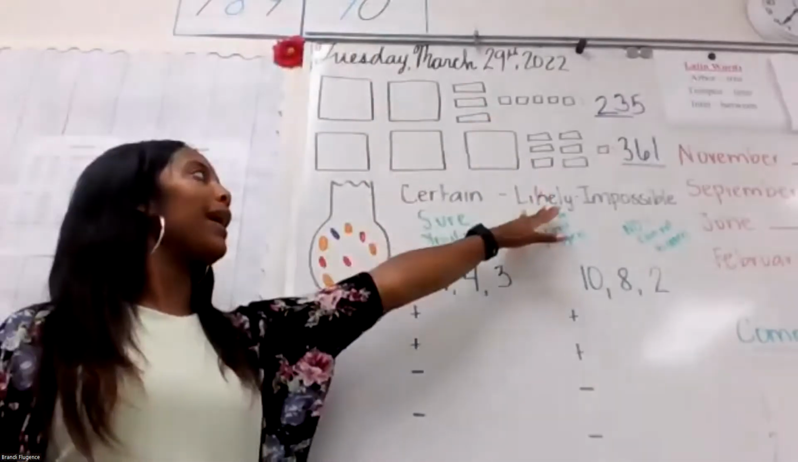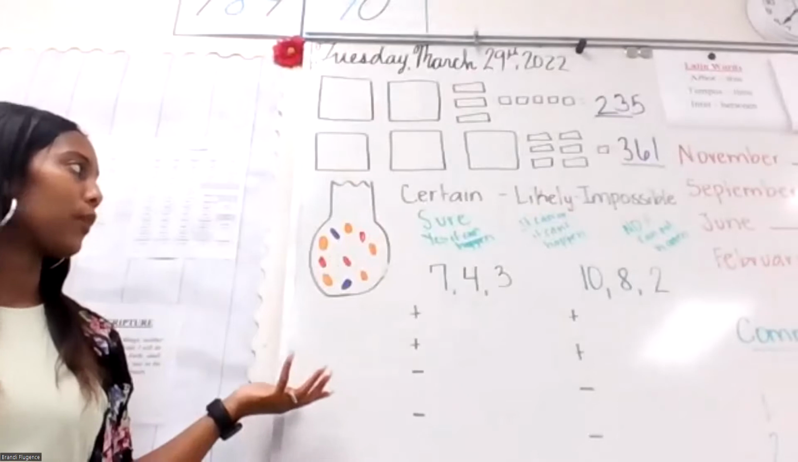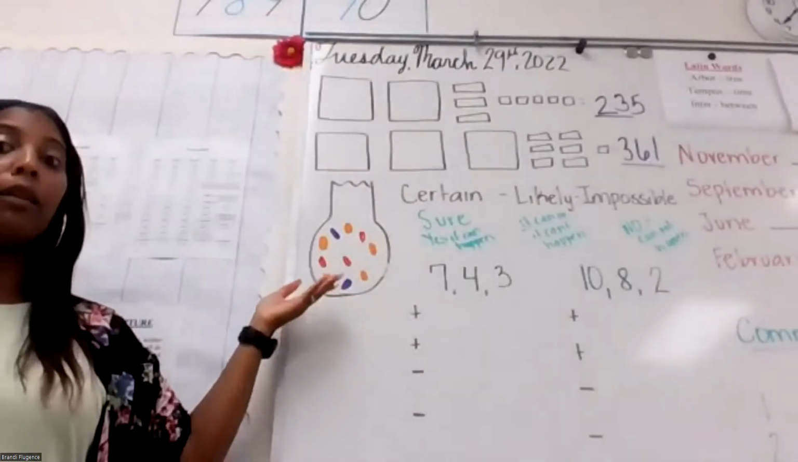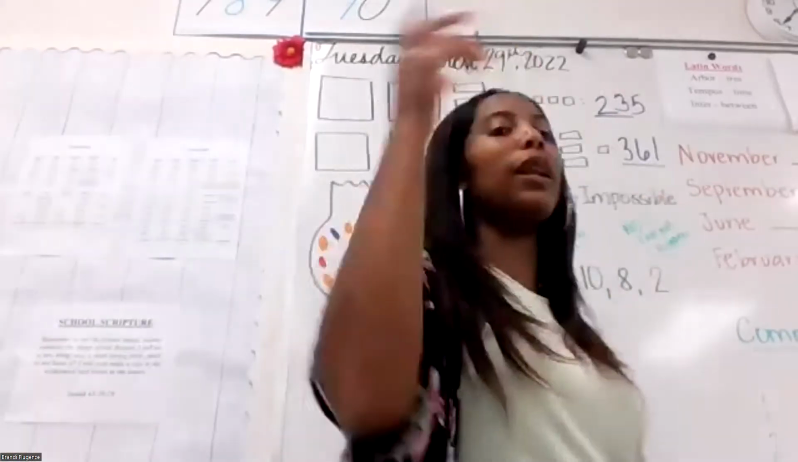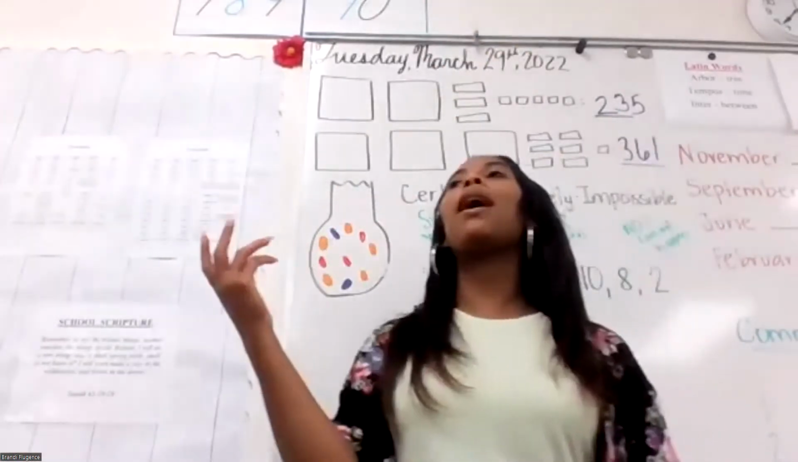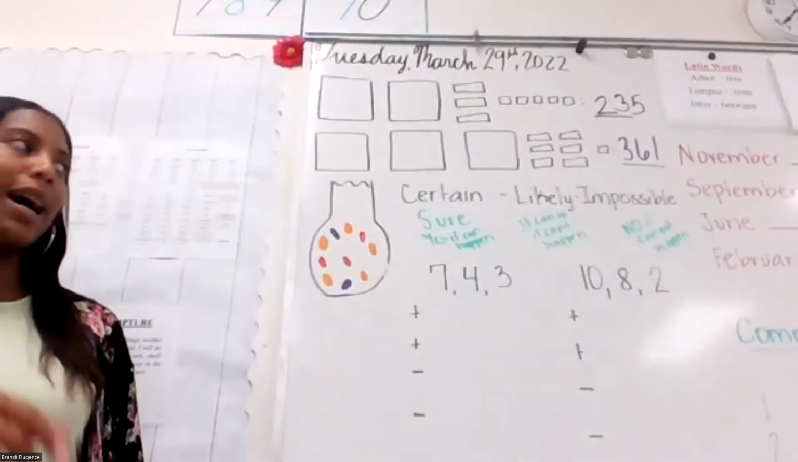Now, if I put my hand into my bag again, it is likely I will pull out what? A red, purple, or orange, because I can pull out all 3. I may pull out an orange, I may not. It's likely I'll pull out a red or not. It's likely I'll pull out a purple or not.